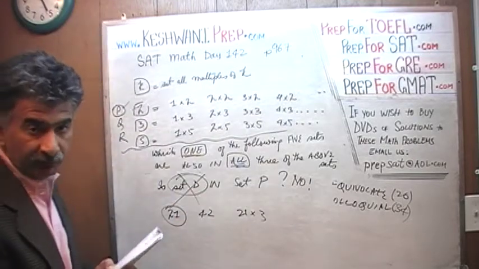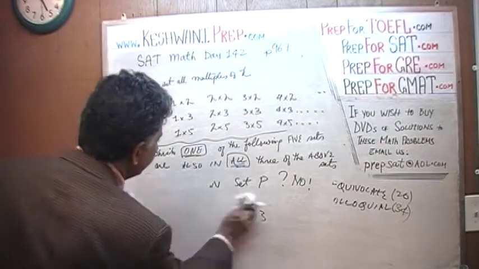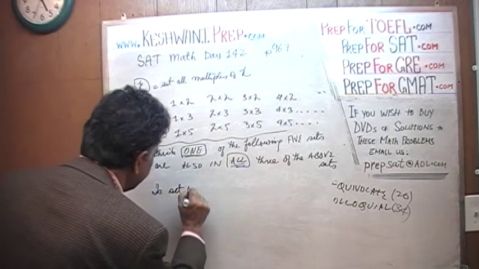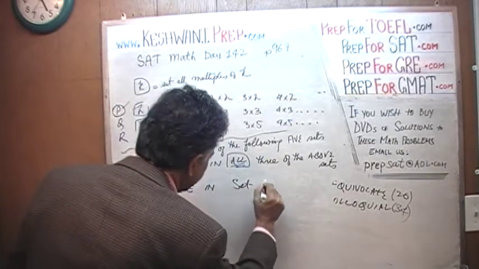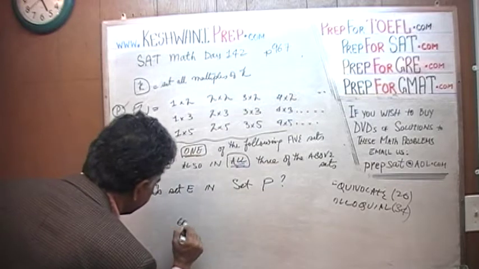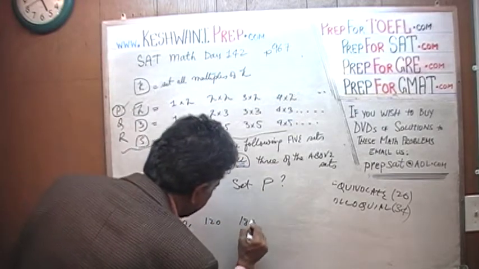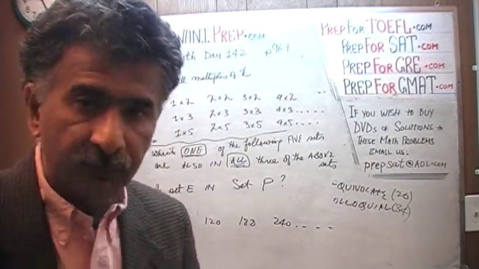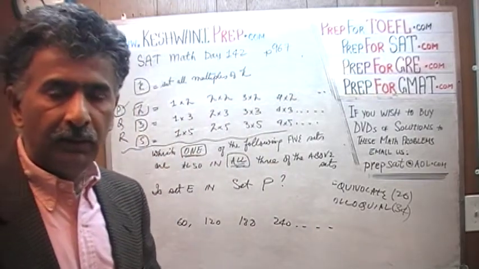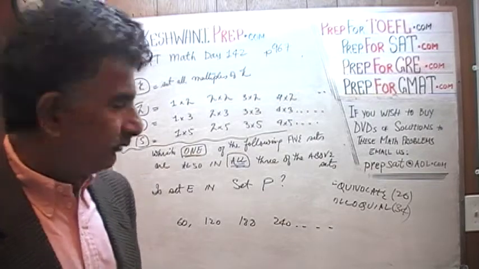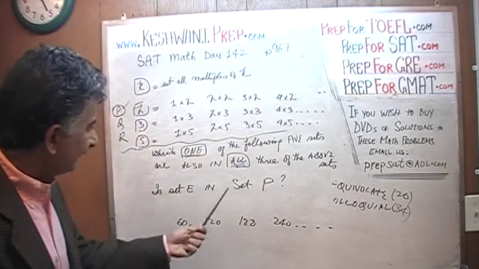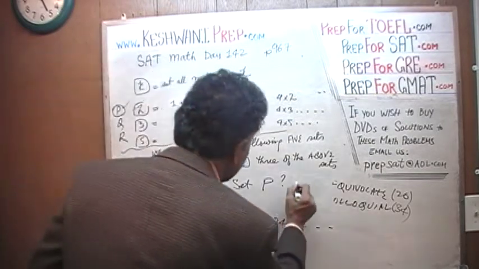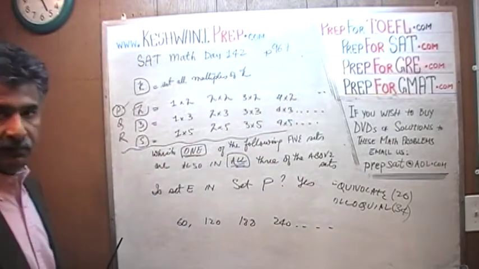The correct answer, of course, is E because it's the only one left. Let's look at E. Is set E in set P? Well, set E consists of 60, 120, 180, 240 and so forth. Because 60, 120, 180, 240, they are all even numbers, the answer is yes. In other words, are all of these numbers even numbers? The answer is yes. Because that's what set P is. Set P is a set of even numbers.